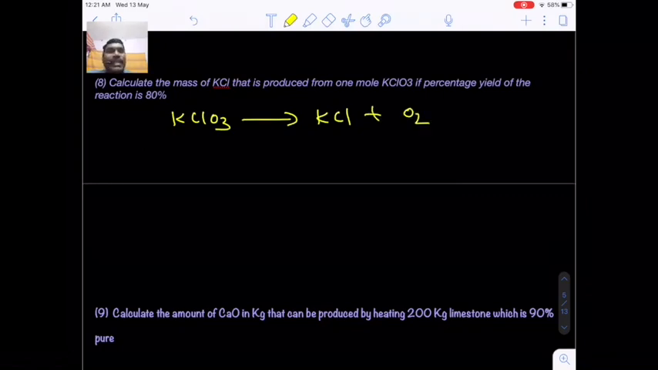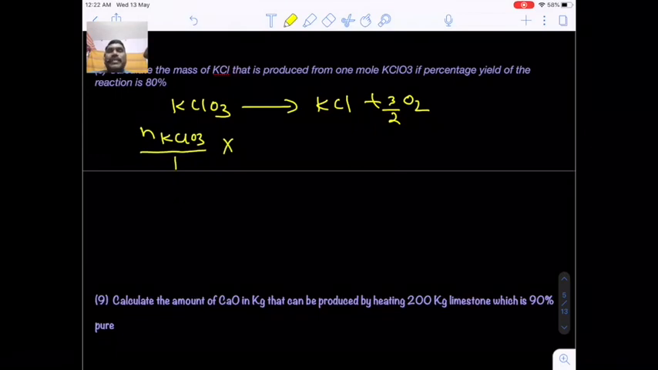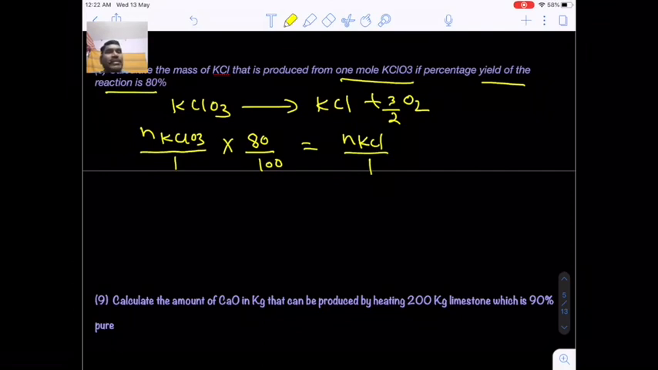Now for balancing, I am writing here 3 by 2 because 2 by 2 will get cancelled. So 3 oxygen will be on the left side and 3 oxygen will be on the right side. Now here, number of moles of KClO3 divided by its stoichiometry, times the percentage yield, which is 80% in the question, is equal to, on the right side, number of moles of KCl by its stoichiometry 1. Now how many moles of KClO3 are given in the question? 1 mole. So 1 upon 1 into 80 by 100.